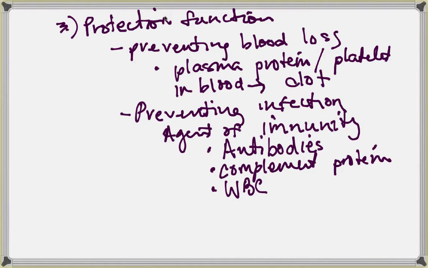So the main three functions, transport, regulation, and protection, are all the main three functions of the blood. And they're there to help get important components that our body cells need, to get rid of trash and waste, to help make sure that we have enough fluid in the circulatory system, to help with transportation of things like hormones, and to help protect us.